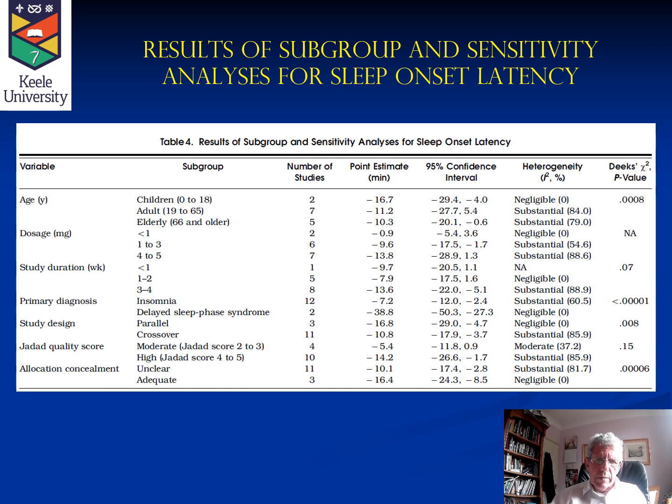If we look at one example in this table of the factor age, we can see the subgroups explored are children, adults and the elderly, and we can see the number of studies reported, and we can see the point estimate, and we can see that the point estimate for children is larger than for adults and elderly. For children there is negligible heterogeneity, whereas for adults and the elderly there is more heterogeneity.